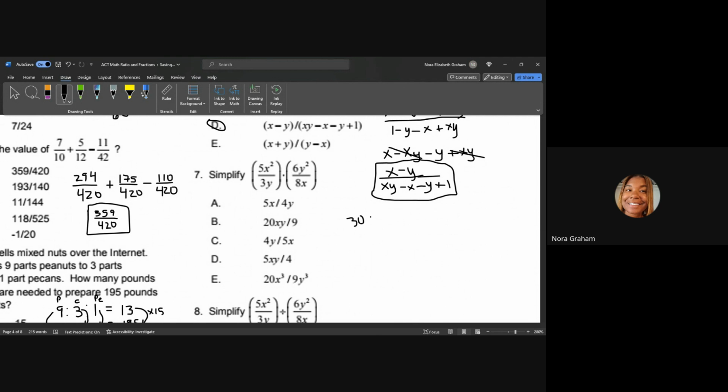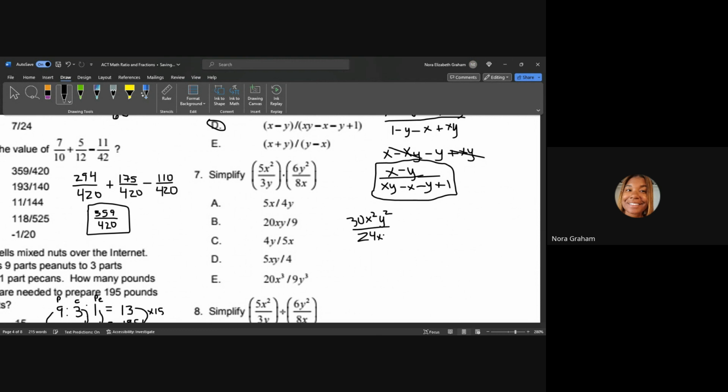X squared. Can't really combine that with y squared. They're not the same variable, but I just write them next to each other because they're being multiplied. And then we multiply across with our denominators. 3 times 8 are constants. I can combine those, so I multiply them. All right. 3 times 8, I'm going to get 24. And then just xy.